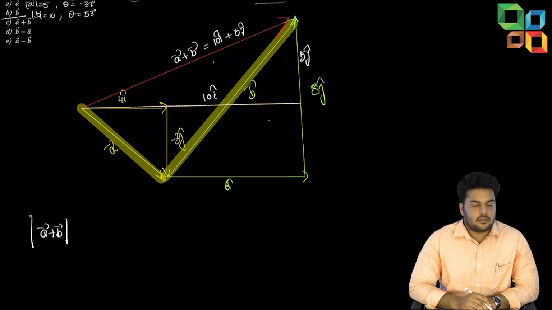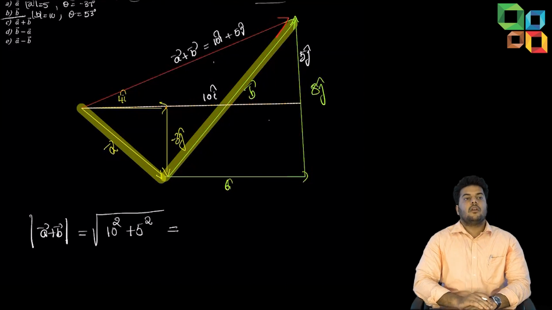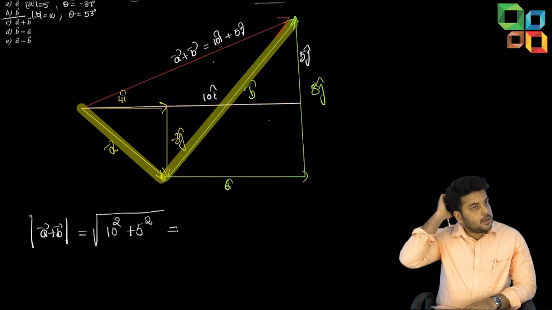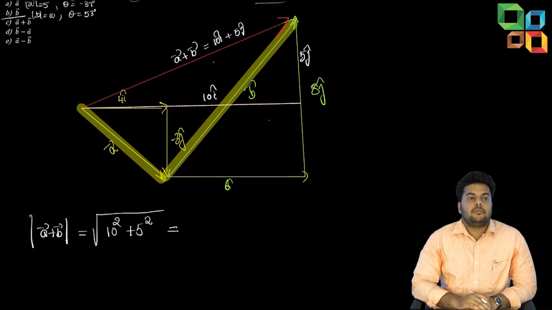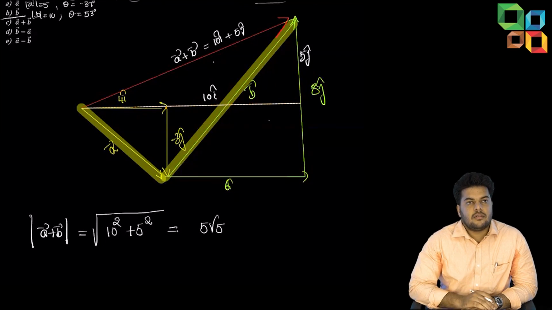Pythagoras theorem. Yeah, you have to go to Mr. Pythagoras, right? So Mr. Pythagoras would say that the size of this A plus B vector is equal to 10 squared plus 5 squared. That is 100 plus 25. The root of 125? I just did it, 5 root 5. I just did it, sir, and then I just cut it off, thinking I'm wrong.